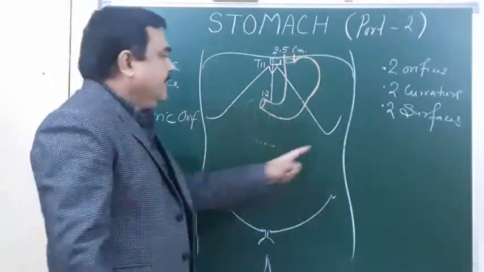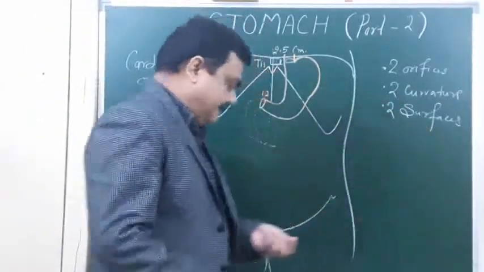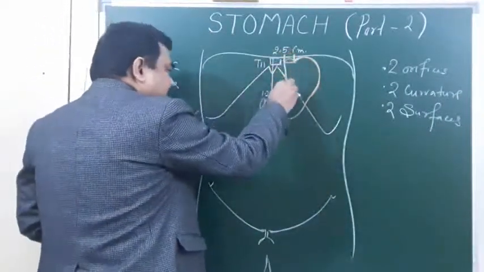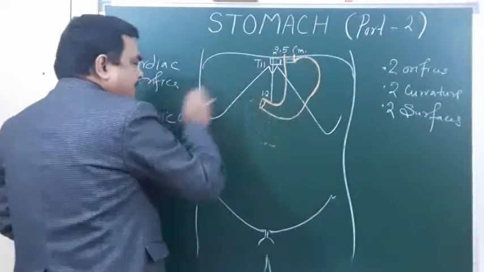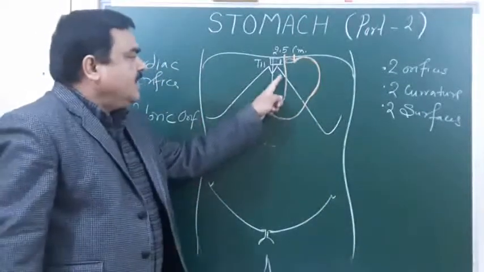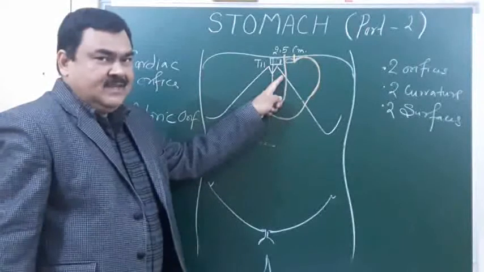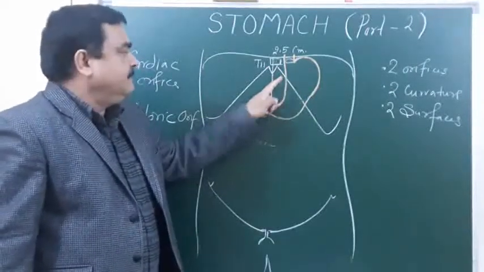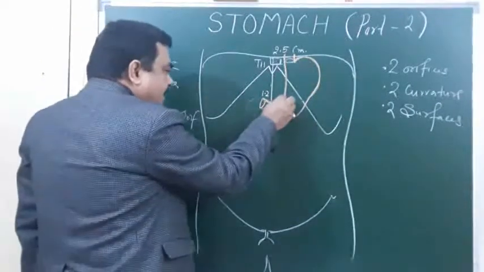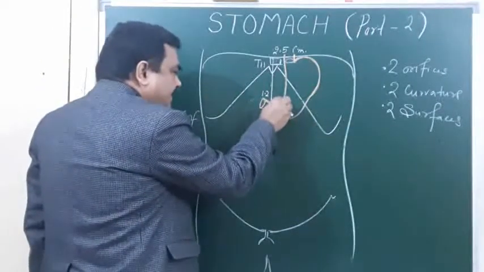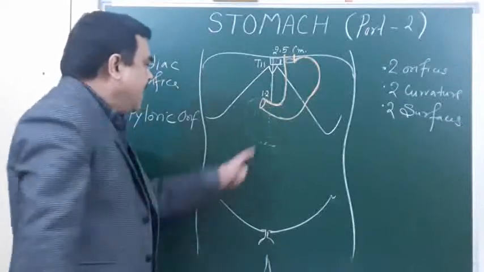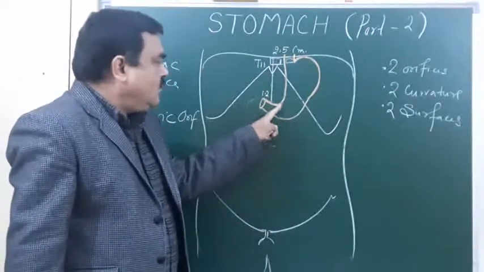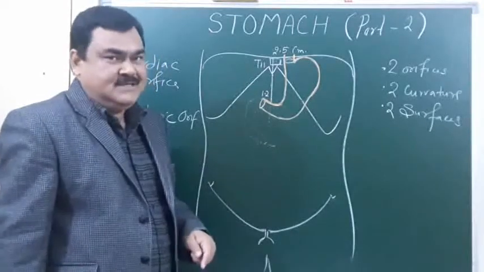There are two curvatures. This is the lesser curvature, which forms the right border. And here the lesser omentum is attached. And here at the lower end, at this point, an angulation is present. This is known as incisura angularis.